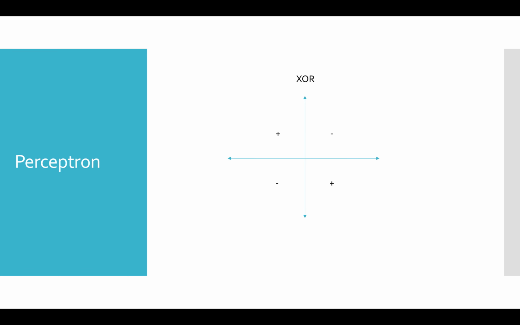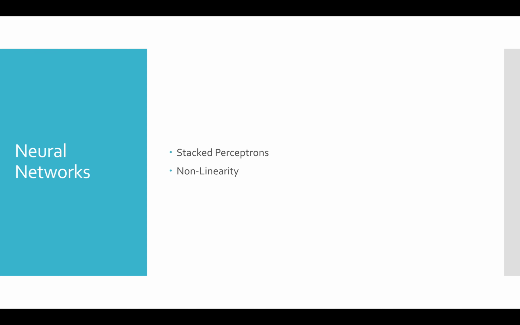However, there are other simple problems that the perceptron cannot solve. We cannot get 100% accuracy on this training data for the XOR logical operation. So this leads us to neural networks. Neural networks are simply stacked perceptrons with additional nonlinearity.